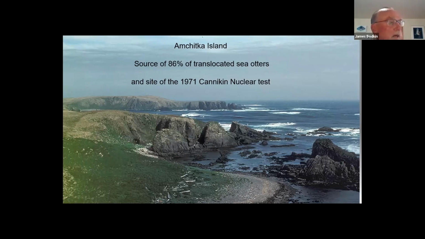So this is a picture of the Pacific coast of Amchitka Island, and this is where most of the translocated animals originated from. It was also the site of the 1971 Cannikin nuclear test. Now, I'm not proposing that there was any relationship between these two activities, but I suspect that there was at least some logistic support gained by having these events going on simultaneously. But you can see here a rugged open ocean coast, with large oceanic swells and some protected areas as well.